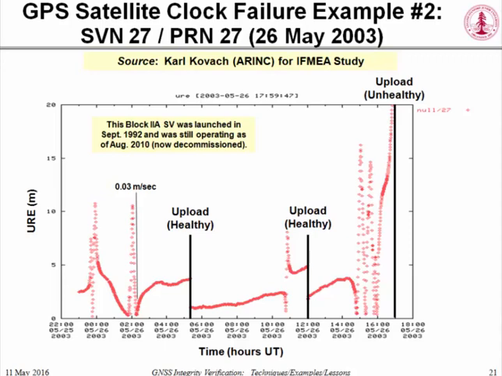Then the unusual behavior recurred, another upload, keeping it healthy. Finally, the unusual behavior got bad enough that an upload occurred to make it unhealthy. And in this case, what's typical in these cases, they'll spend several days trying to resolve the anomaly before bringing it back to healthy. So again, this kind of transient we'll detect right away in an augmented system, but not necessarily in an unaugmented system.